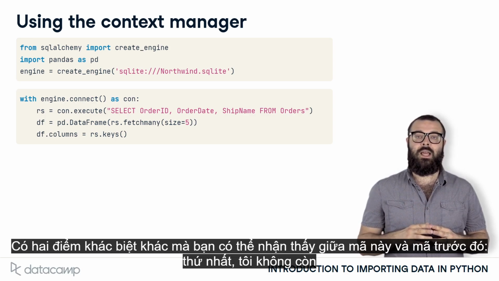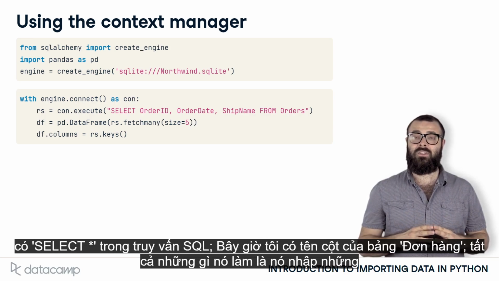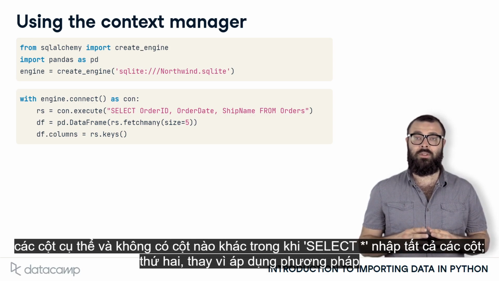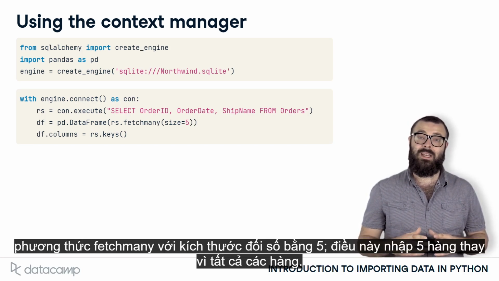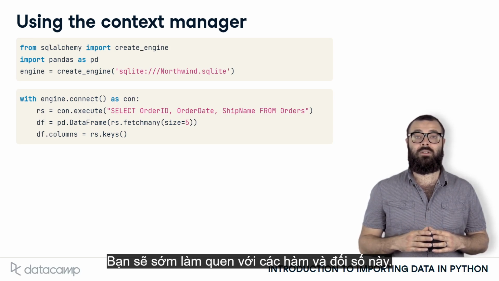There are two other differences that you may have noticed between this and the previous code. Firstly, I no longer have select star in the SQL query. I now have column names of the table orders. All this does is it imports those particular columns and no others, whereas select star imports all columns. Secondly, instead of applying the method fetchall to the results rs, I apply the method fetchmany with the argument size equal to 5. This imports 5 rows instead of all rows. You'll become better acquainted with these functions and arguments very soon.